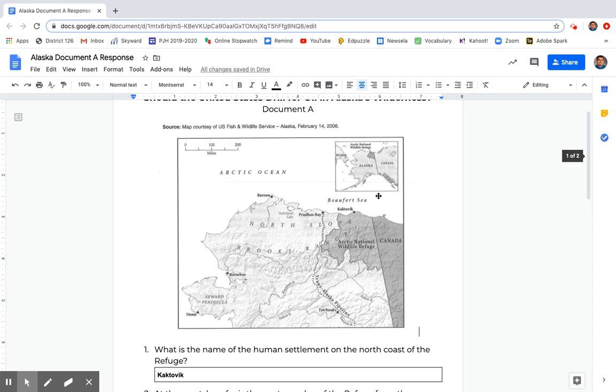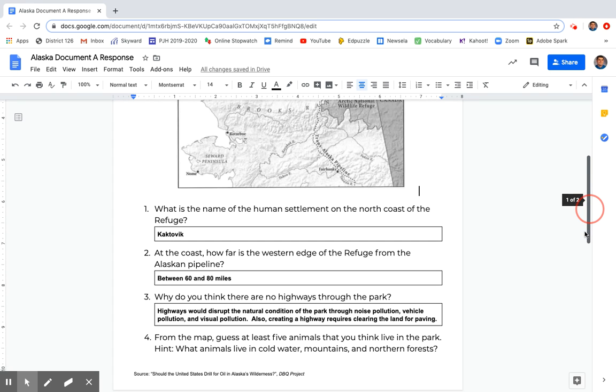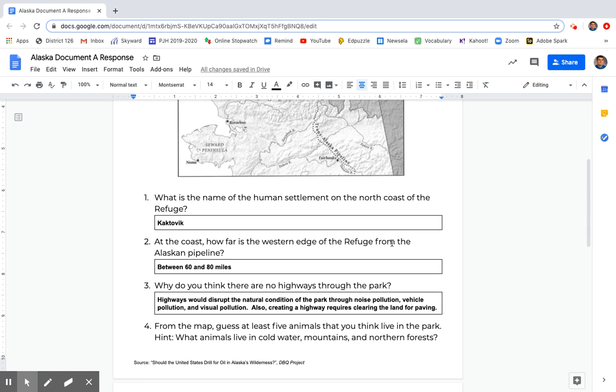Now, as we take a look, we have our scale up here at the top. Now, this is a little tough if you don't have this printed out or you're not using a ruler to measure, but basically what they're looking at is looking at the pipeline and kind of measuring it across the National Refuge. And if I were to measure this out, it'd be somewhere around 60 to 80 miles. Gives you a little idea of just how far that is. Sometimes it's tough to look at the map and see the actual distance from the pipeline to the refuge, but that makes it a little bit easier in terms of putting your mind at how far 60 to 80 miles would be. Question 3. Why do you think there are no highways through the park?